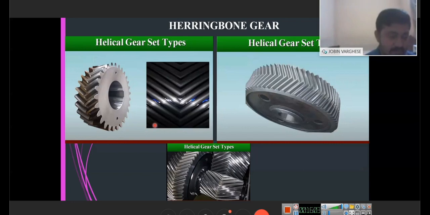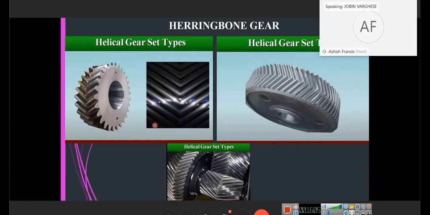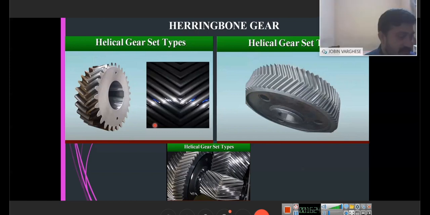Okay, sir. I have received another question. Is the procedure for finding the thrust the same for all gears? Can you repeat the question? Is the procedure for finding the thrust the same for all gears? I hope the thrust is for helical gears, so this method is applied to helical gears.